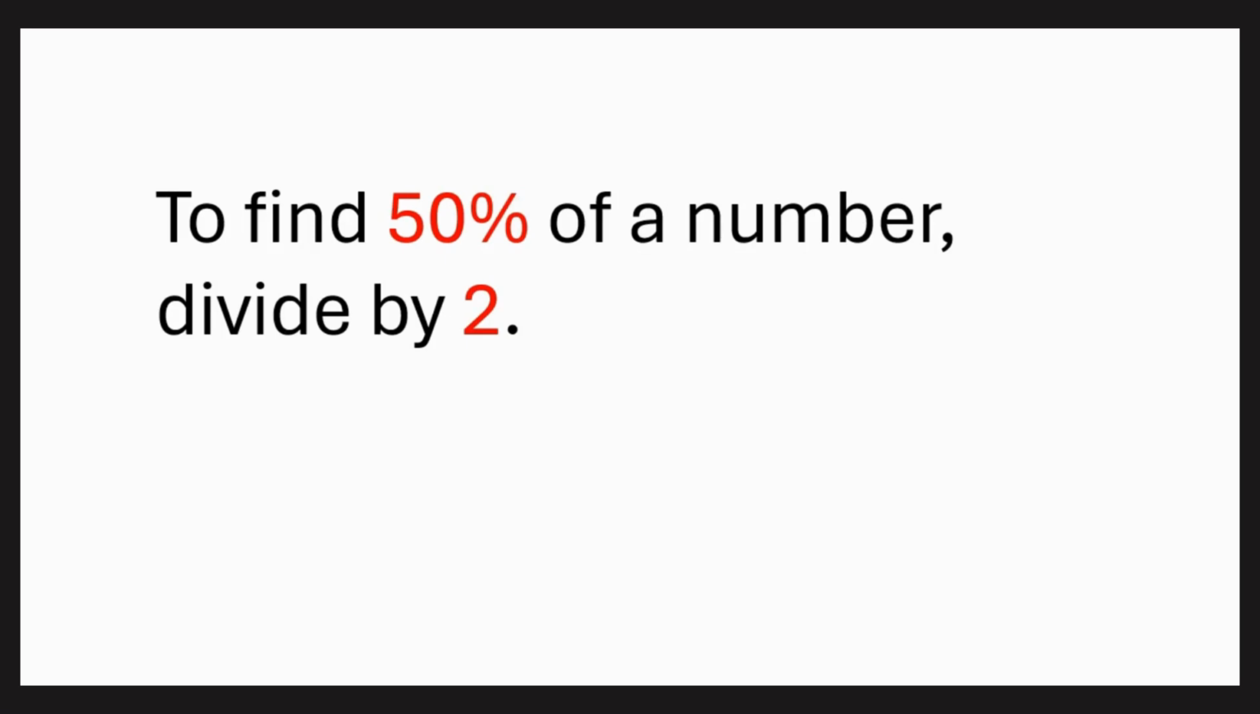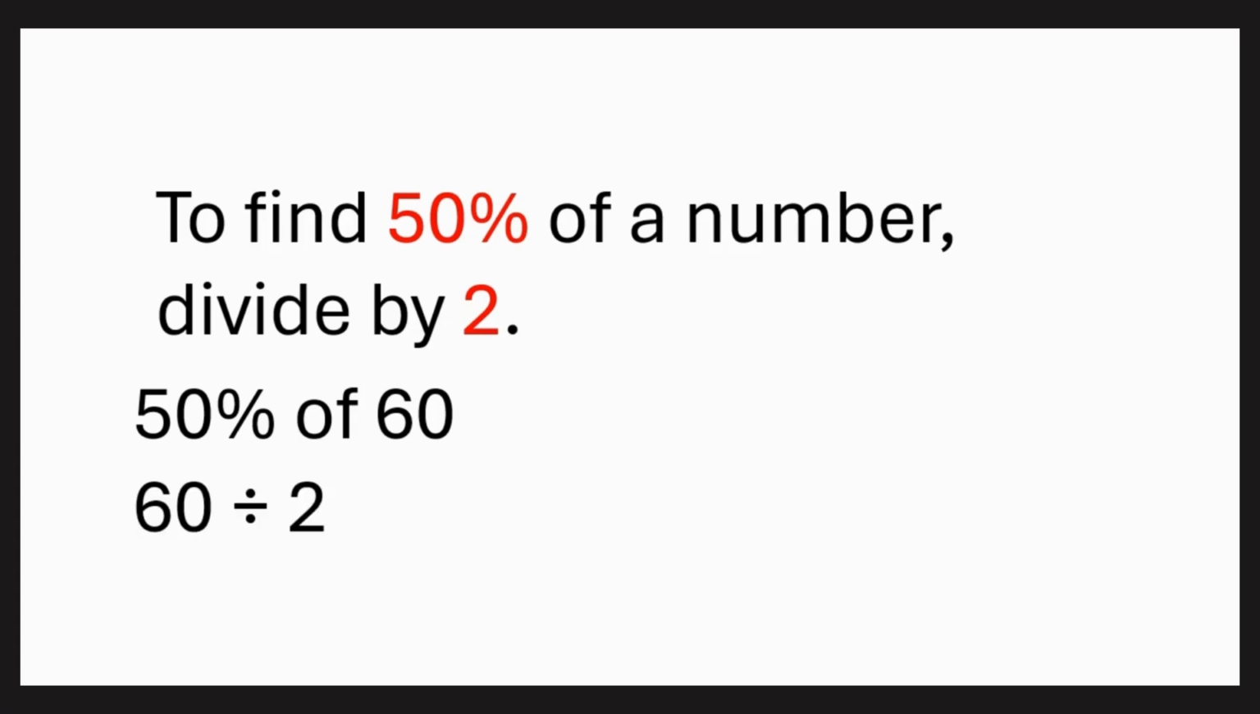Next, to find 50% of a number, you divide by 2. 50% is simply half. Okay, so 50% means half. Let's look at this example. 50% of 60. So we're looking for half of 60. That is 60 divided by 2, and that gives 30.